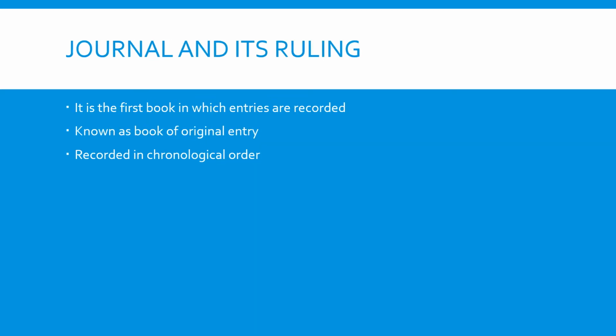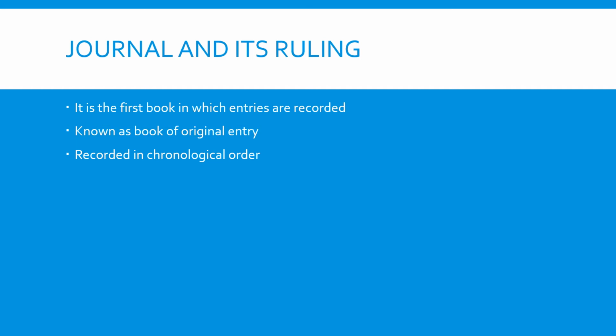Okay, hope this is very clear to you. Now let's try to understand the ruling of the journal and how we record it. So journal is nothing but the first book on which we record a transaction. Any transaction has to start from journal to reach the balance sheet or profit and loss account. To reach that ultimate point, it must start from journal.